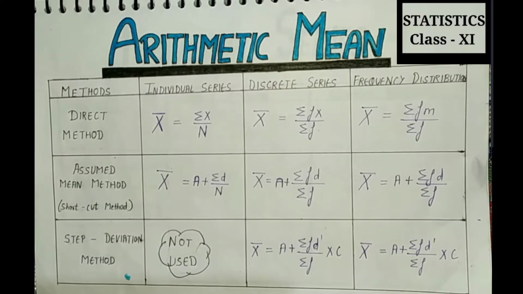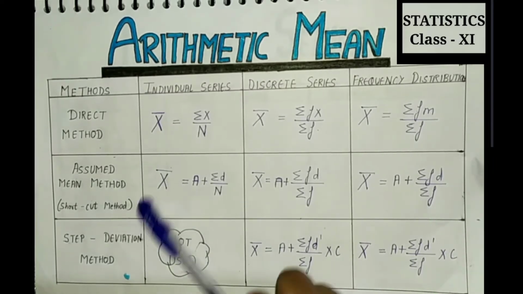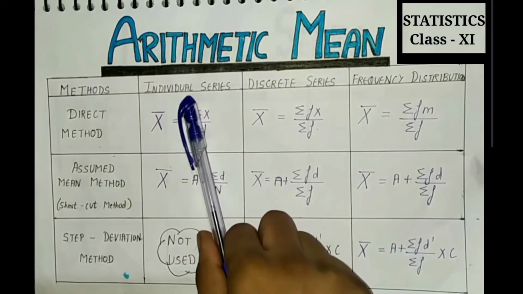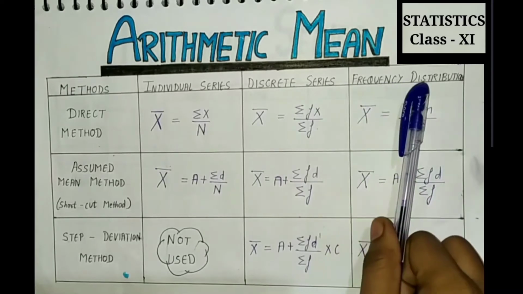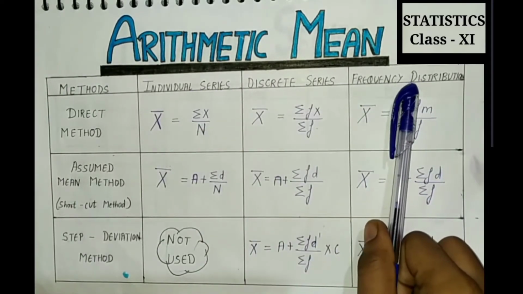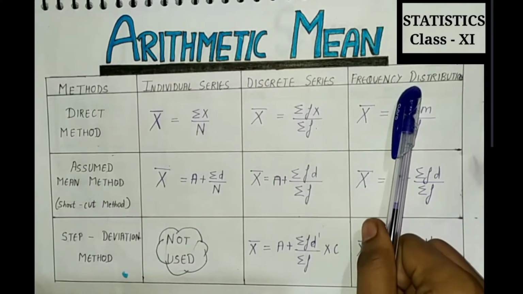In this video, we are starting class 11th statistics chapter number 9, arithmetic mean. These are all the formulas which we have to study in this chapter. These are three series: individual series, discrete series and frequency distribution. I hope you studied about these series in the previous chapter. But don't worry, I will explain to you.